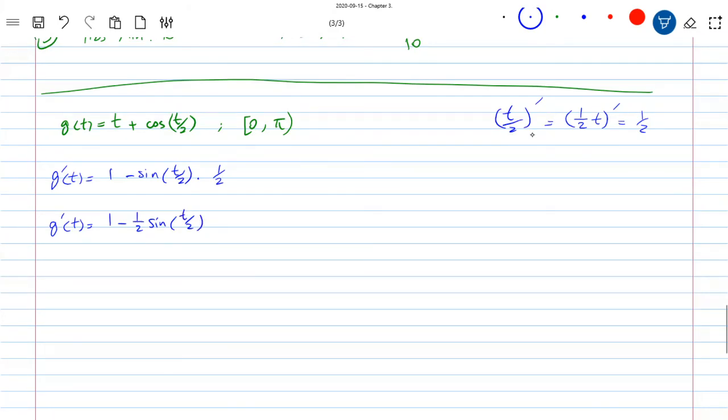Okay, the question is, what are the critical numbers? Sine is always well defined everywhere, so the domain for the g prime function is every real value. It doesn't really have any restriction. So there is no point where the derivative does not exist. The derivative is well defined. So we just need to figure out where the derivative is equal to 0. I'll set it equal to 0.